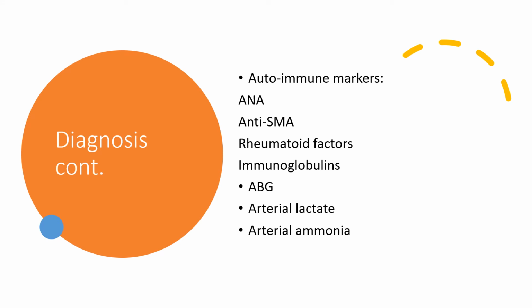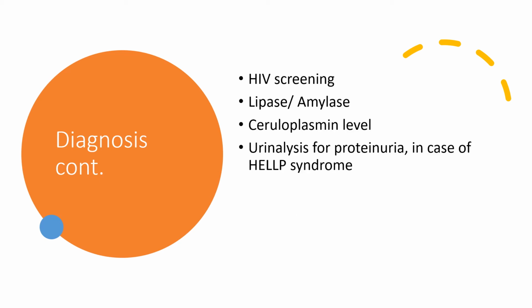Autoimmune markers, ANA, anti-SMA, rheumatoid factors, immunoglobulins, we can assay them because we might be dealing with autoimmune hepatitis, right? Arterial blood gas, arterial lactate, and arterial ammonia. We can have HIV screening done, lipase and amylase because the pancreas might have been affected, and of course, ceruloplasmin level when we are wondering if this is Wilson disease or not, because ceruloplasmin level will be low in Wilson disease, and they will be on penicillamine for life.